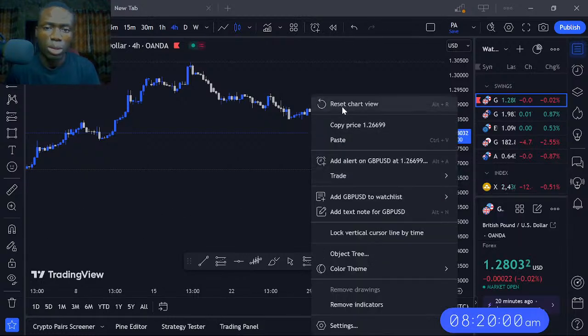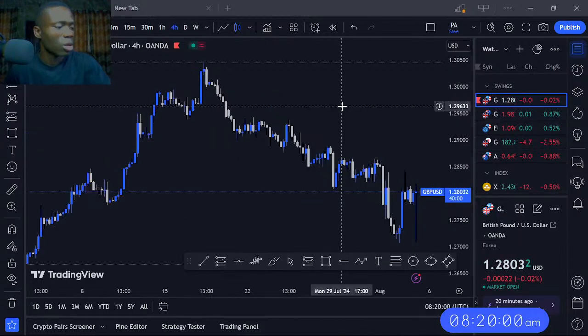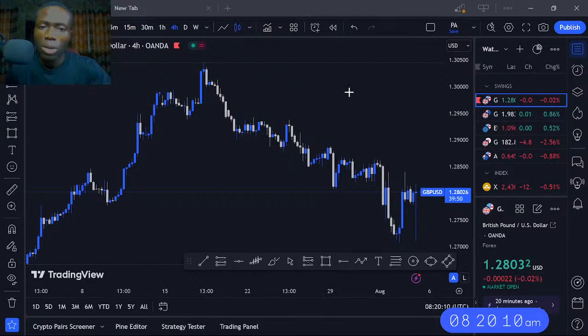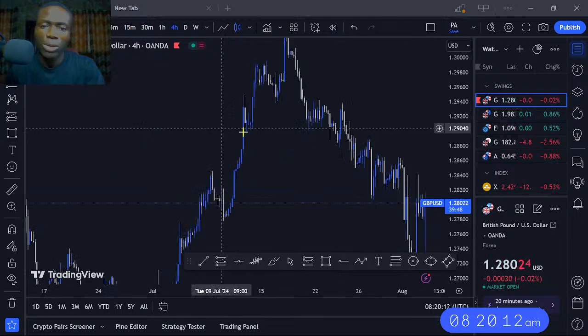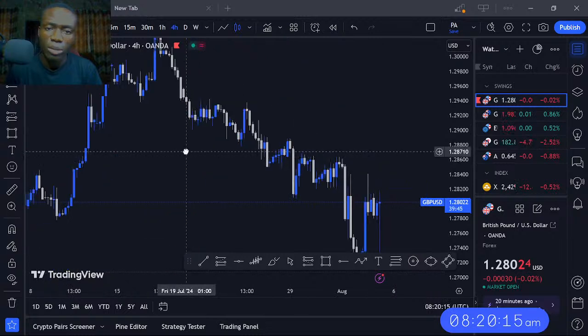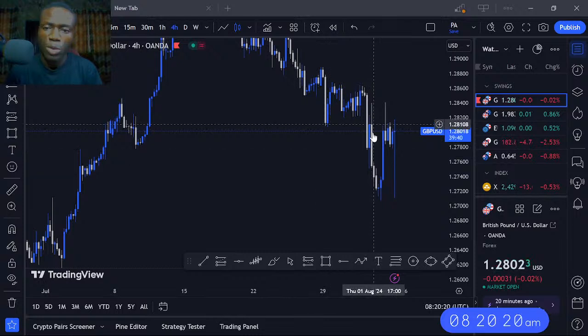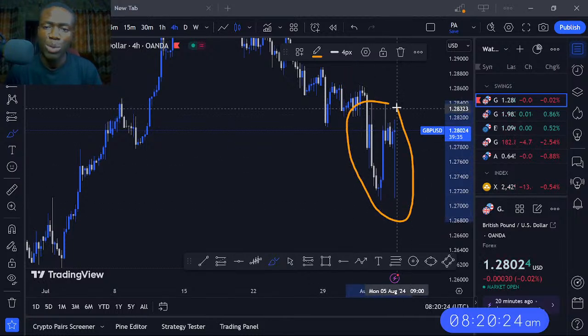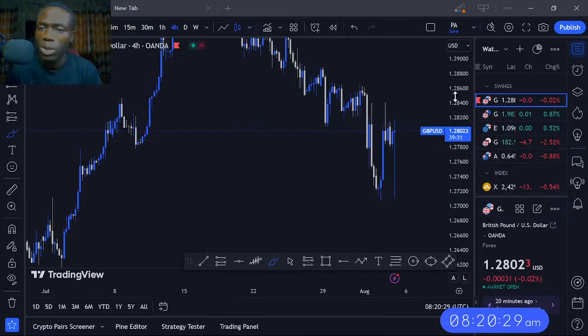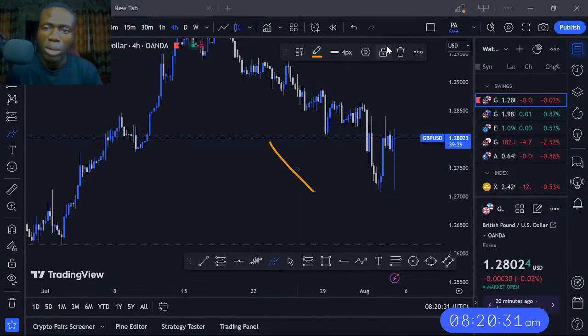So let me just clear off everything. Now let's take a look at the 4-hour time frame. On the 4-hour time frame, we can clearly see the little spike. This part of the market here, I'm not going to consider it that much because it was created by NFP. The NFP market news last week created these big candles you see here, so I'm not going to look at it that much.